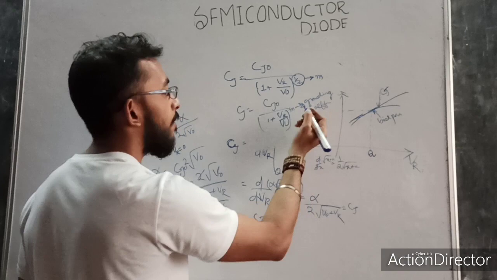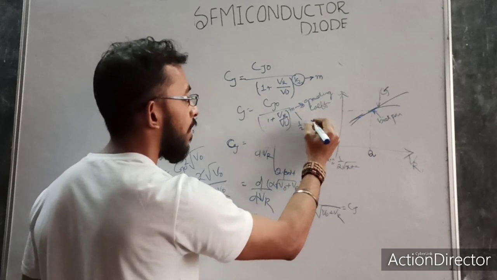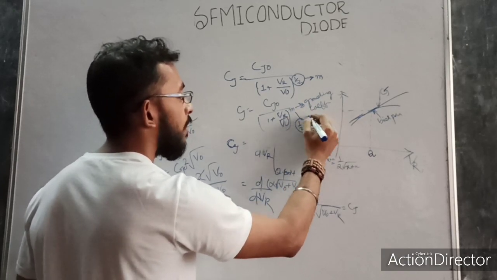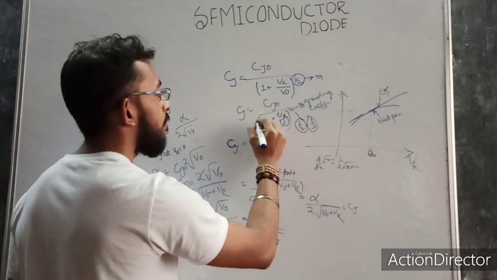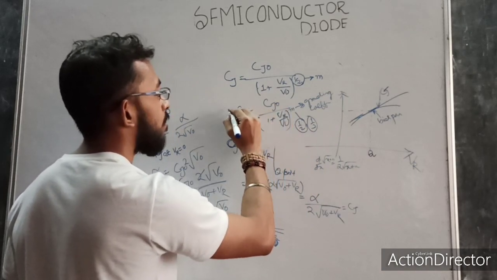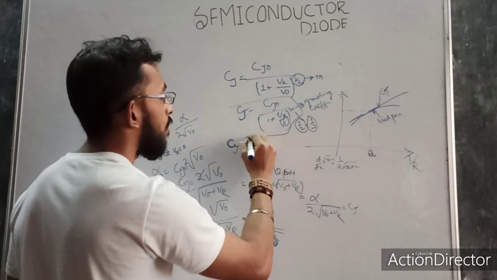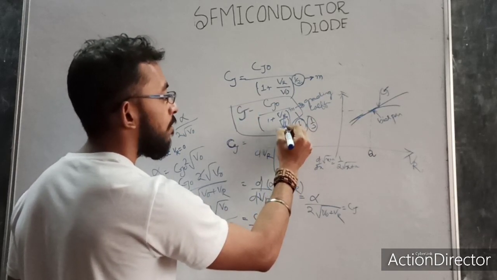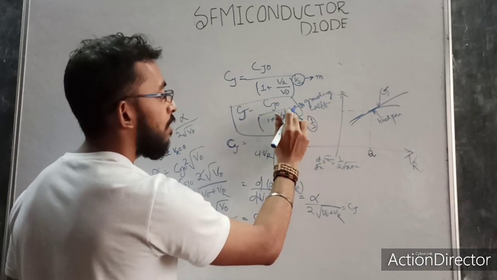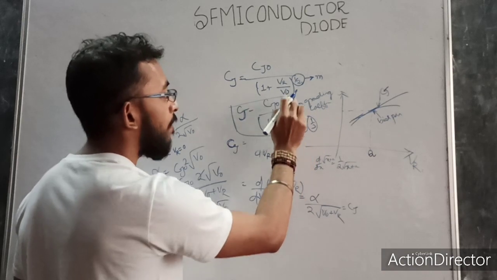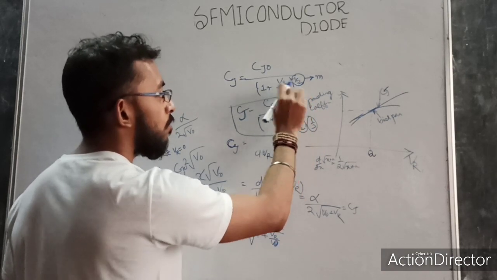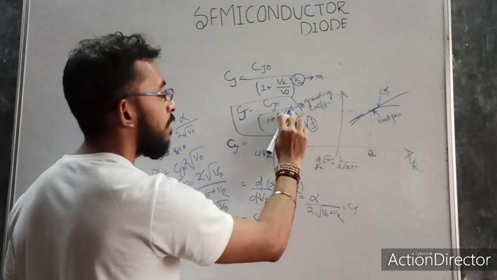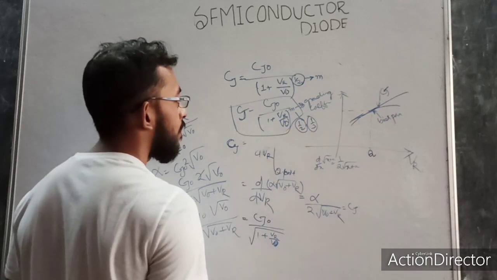Which type of grading am I doing? The m value can be 1, it can be 1 by 3. So based upon my grading, I can find my capacitance. Cj is nothing but Cj naught upon 1 plus Vr upon V naught power m. If the grading coefficient is given as half, this will become under root of this. If it is 1 by 3, in place of m you will put 1 by 3.